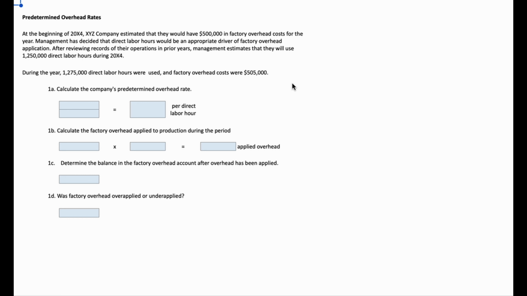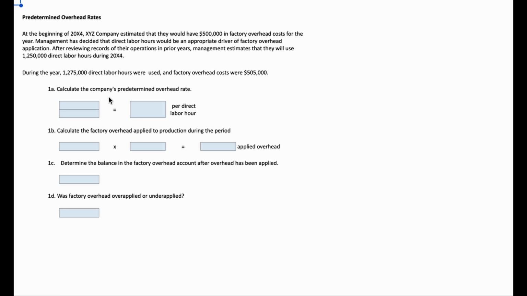At the beginning of the year, XYZ Company estimated that they would have $500,000 in factory overhead costs for the year. Management has decided that direct labor would be an appropriate driver for factory overhead application. After reviewing records of their operations in prior years, management estimates that they will use 1,250,000 direct labor hours during the year. So during the year, 1,275,000 direct labor hours were actually used, and factory overhead costs were 505,000.